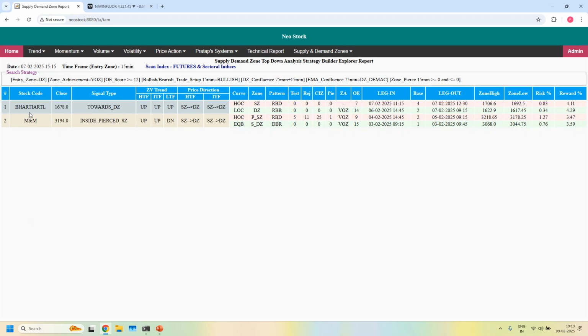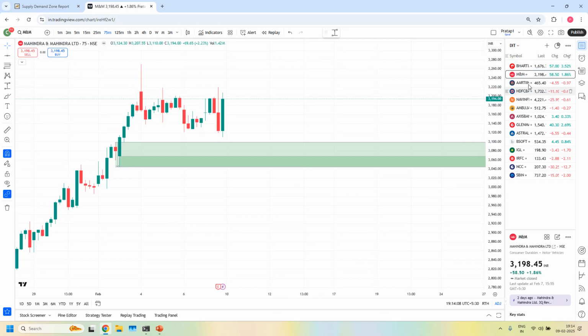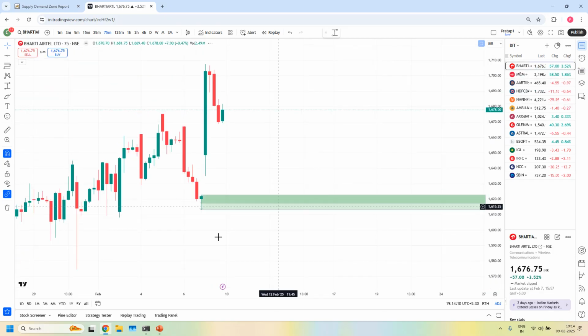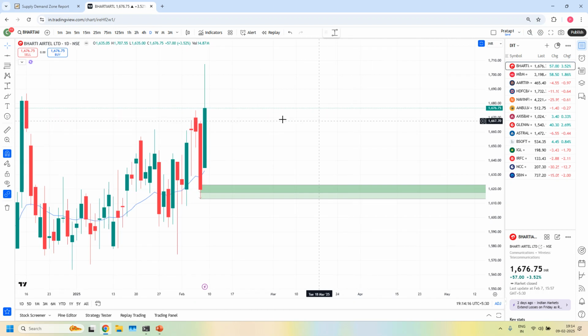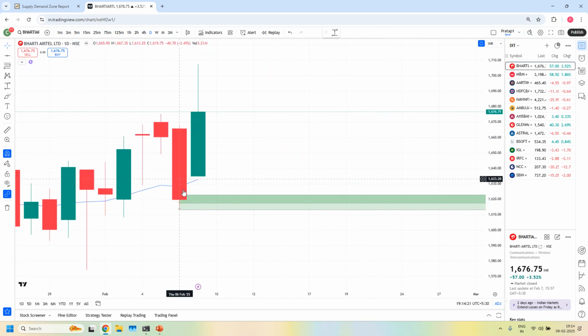So we have 2 stocks: Bharti Airtel and M&M. Let me move both into the top list. See, we have both these stocks. But how do we know they have EMA confluence? Go to the daily time frame. In the daily time frame, you are seeing the EMA. But is it really having the EMA confluence?